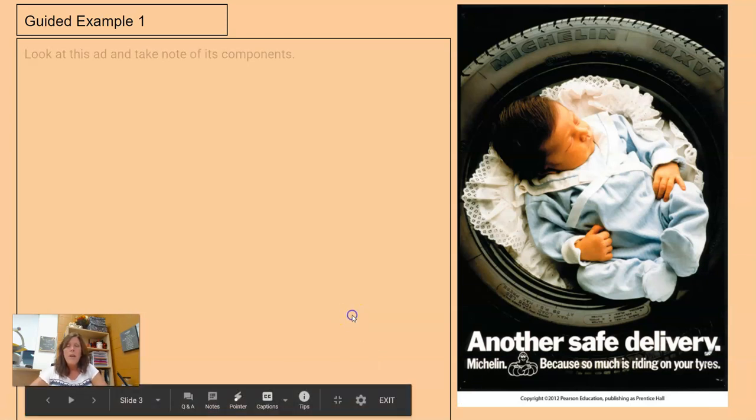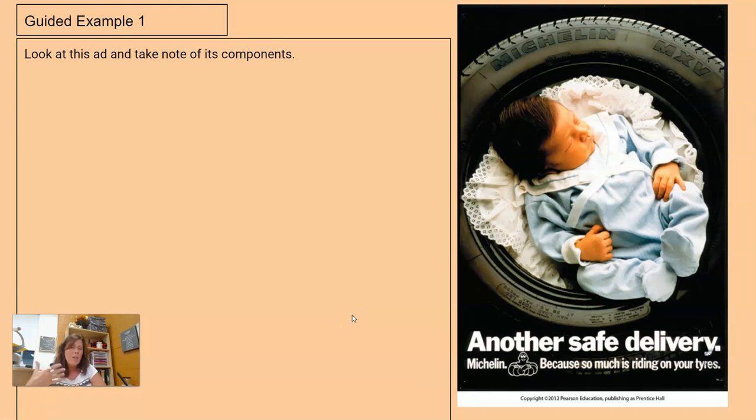Okay, so when you are analyzing a visual text, you need to look at every little component, every little detail. And then the first thing you should do is identify what the product is. In this case, it's Michelin tires. And that's odd because the advertisement features a baby. Well, let's figure out why the company would have wanted to do that.